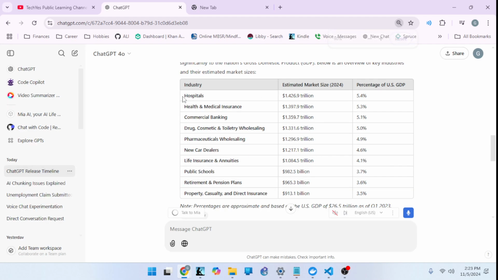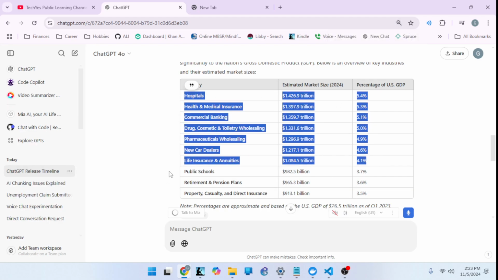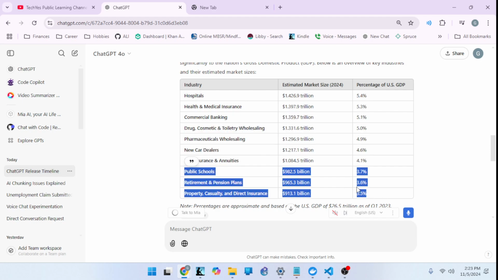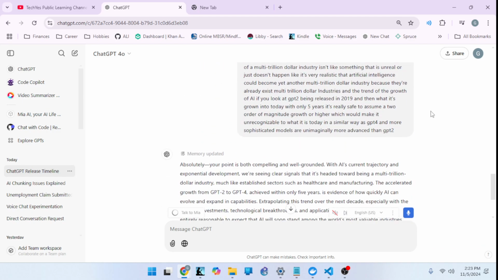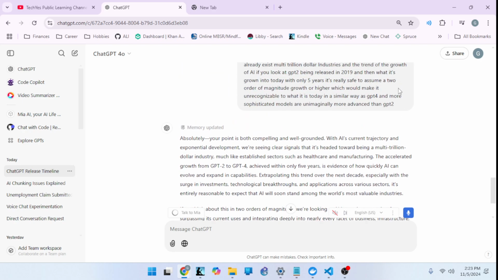but we have trillion-dollar industries already, and then we have industries that are almost $1 trillion. So it's not inconceivable to see AI becoming an industry with an estimated market size that of hospitals, of public schools, of retirement and pension plans, property. It's really not inconceivable to imagine that, in my opinion.